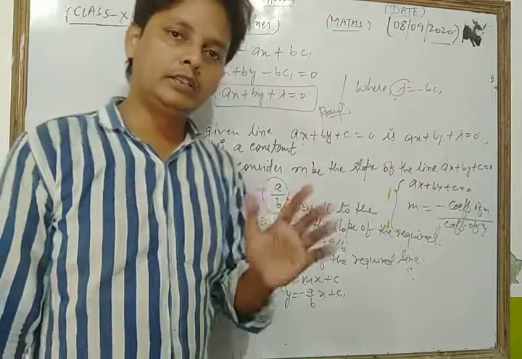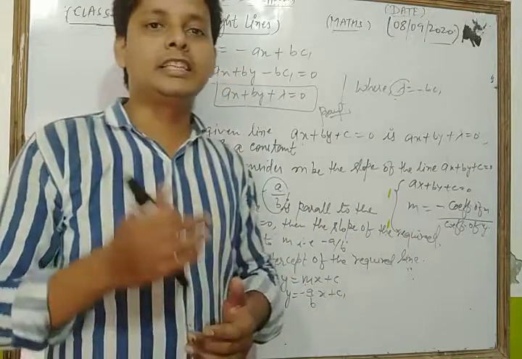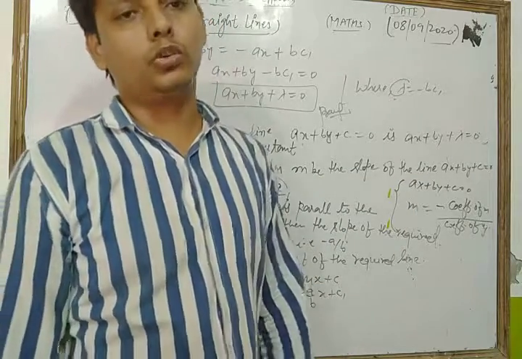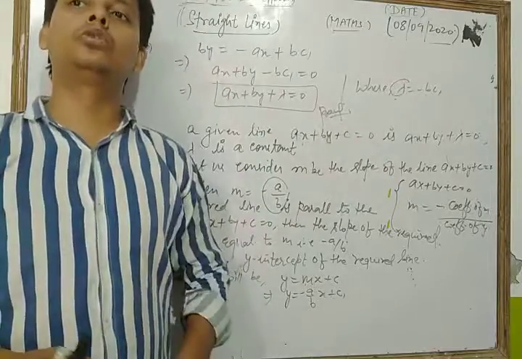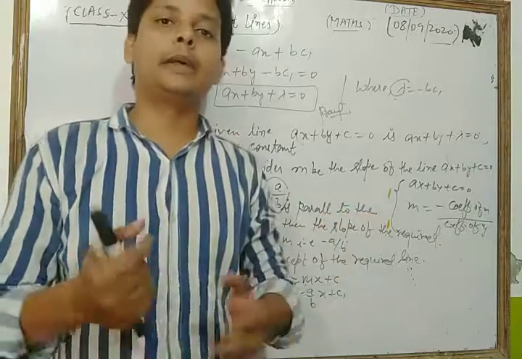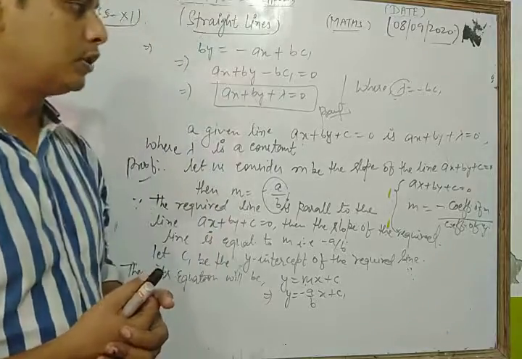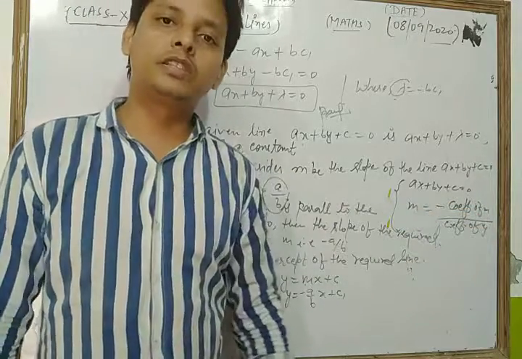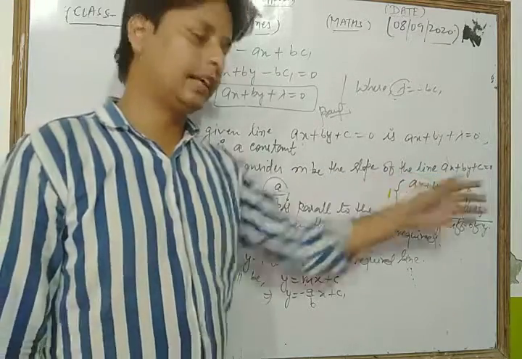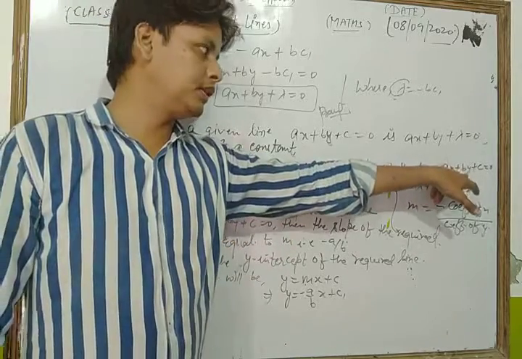Now first of all, dear students, to prove that theorem, let small m be the slope of the given line, that is ax plus by plus c is equal to 0. And we know very well from the previous class that the slope of the given line is minus coefficient of x upon coefficient of y. So m is equal to minus coefficient of x upon coefficient of y. First of all, we find the slope of the given line. Hence, we have minus a upon b. Here a is the coefficient of x and b is the coefficient of y.